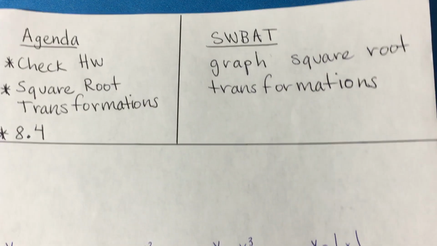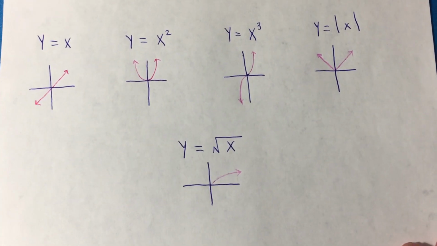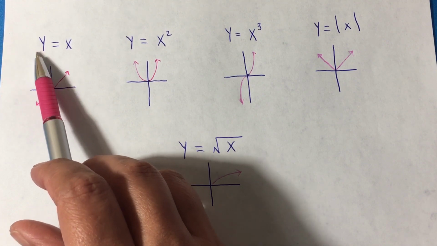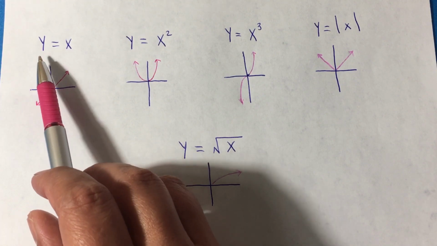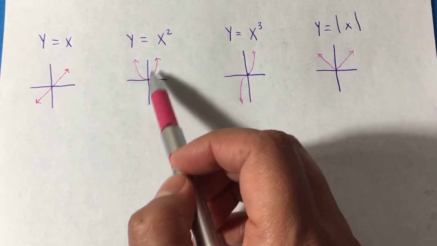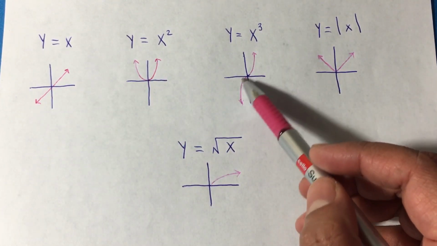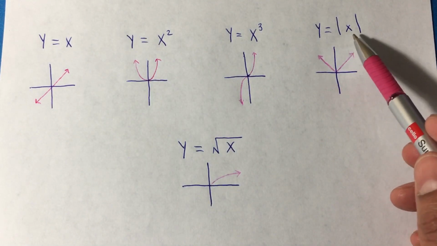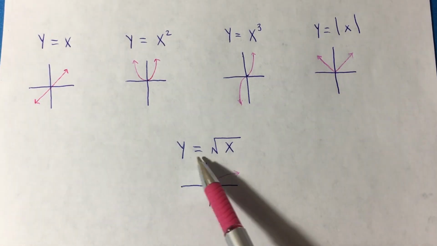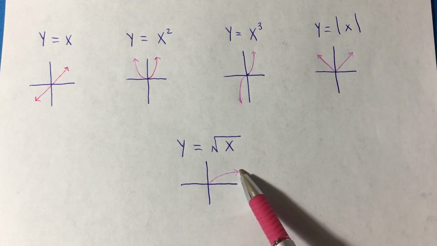And even though we're going to be doing square roots, I want to review the mother graphs of some functions. And again, remember that y can be y or f of x, which is exactly the same thing. So we say that y equals x is a linear graph. Y equals x squared, you will get a parabola. Y equals x cubed will be a curve. Y equals the absolute value of x, it's a v. And y equals the square root of x, which is what we're going to be graphing today, it's just one side.